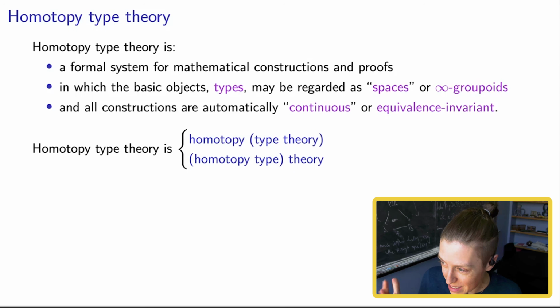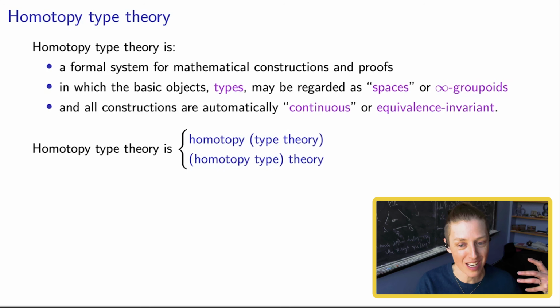So you can see why this would be so useful for infinity category theory, because infinity categories are built out of infinity groupoids, aka homotopy types. And if those were the primitive notions in a formal system, then they're just right there for using in definitions, and that's what we'll see.